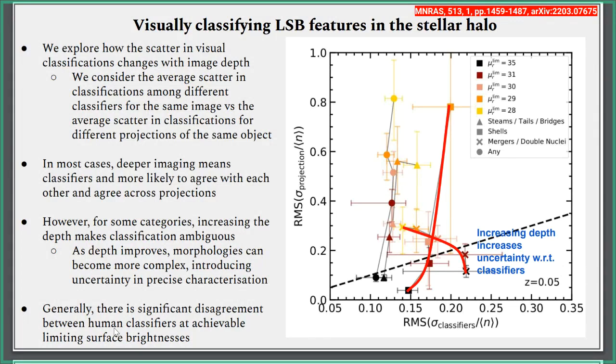So essentially, what we're seeing is that at any realistic limiting surface brightness that we could achieve with LSST, there's going to be quite a significant level of disagreement in the characterization of these features. Also, as the images become more busy because we're going to fainter limiting surface brightnesses, this can actually make our ability to discern different features within these images more difficult.